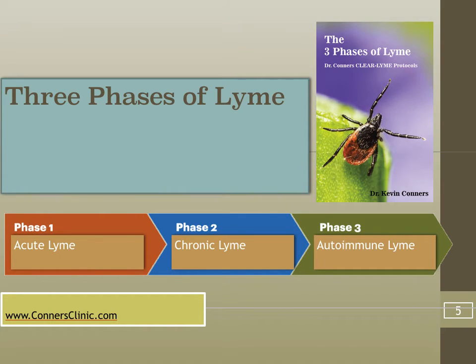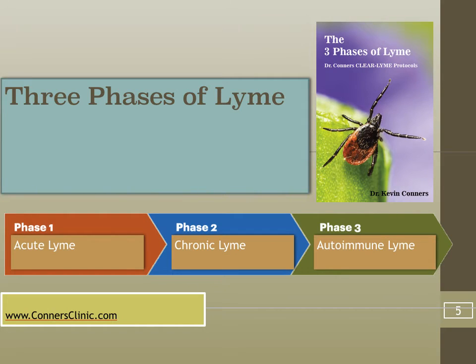Phase 1 is acute Lyme. You should treat it with antibiotics. Phase 2 is chronic Lyme. It's not yet autoimmune, but the bacteria has gone intracellularly, or it's adequately hiding from an immune response. These are the people that are very, very sick, but they're not yet in the autoimmune phase.